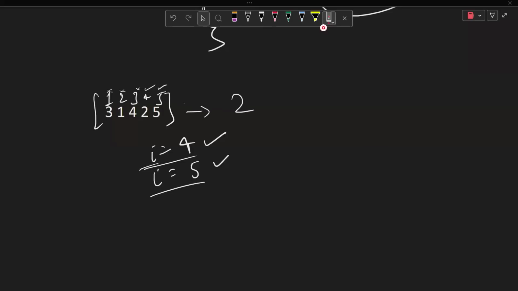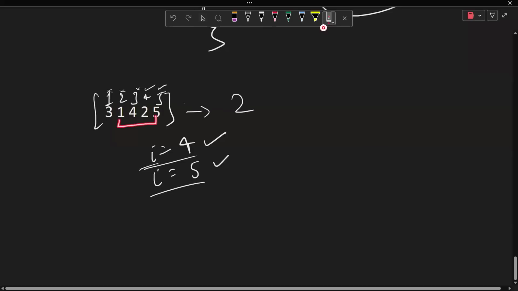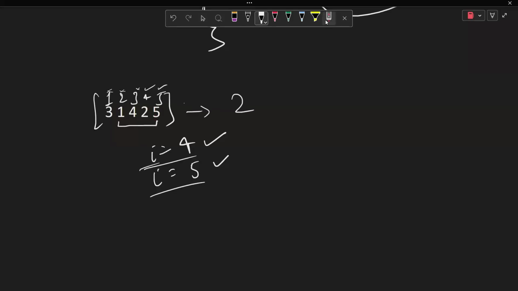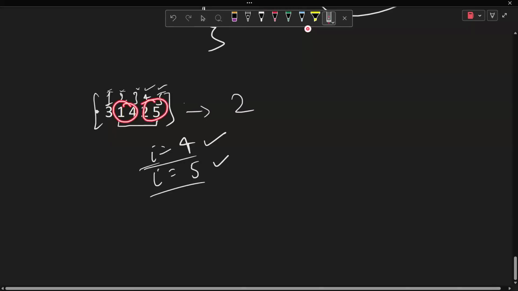So let's say you selected this subarray of length 4. What does it mean? You would form pairs of two elements in that subarray. Because you have an even length, you can form pairs of two elements. So for every pair, you would swap that pair. You formed this pair, you swapped these two, you swapped these two. So it became 3, 4, 1, 5, 2. That's what it became after swapping.